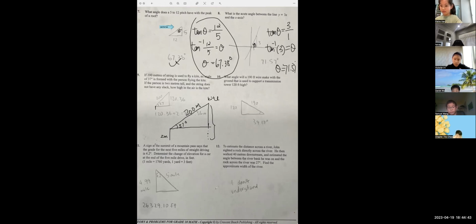Number 12, to estimate the distance across the river. So everybody, there's a river. John sighted a rock directly across the river. He then walked 40 meters downstream to estimate the angle between the riverbank he was on and the rock across the river.